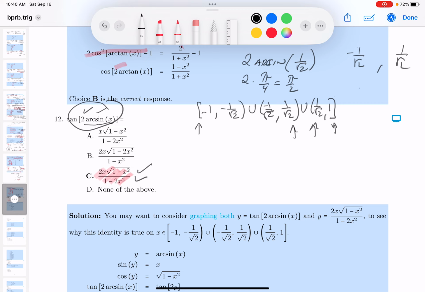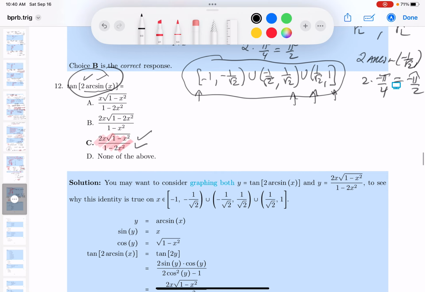Let's write that down. That's going to be 2 arc sine of minus 1 over root 2, which is 2 times, well, the arc sine of minus 1 over root 2 is minus pi over 4. What do you get over there? 2 times that is minus pi over 2. Also unacceptable. You can't take the tangent of that. So I'm going to say this over here.